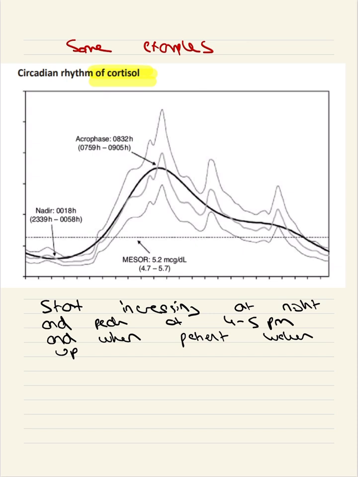Some examples of cortisol. It starts increasing at night, and it peaks in the early morning, when the patient wakes up as well. The idea here is that you want to have that stress response when you wake up. When you wake up, you want to be fresh. You want to have that norepinephrine going. You want to have that heart, you want to have that air in your lungs, because you're going to start your day. You're going to go get breakfast, all that jazz.